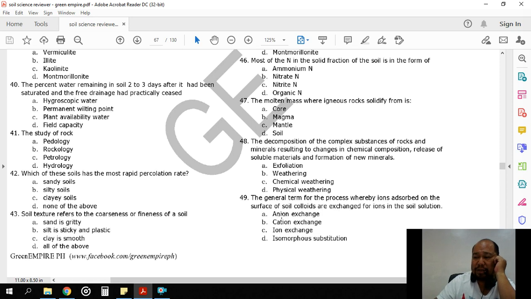They are ions. Anion is different. I don't know if I can still remember it right, but cations are positively charged ions and anions are negatively charged ions.